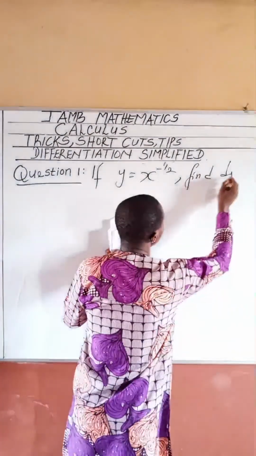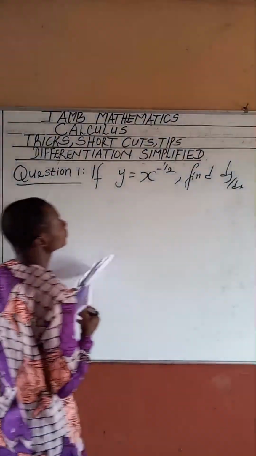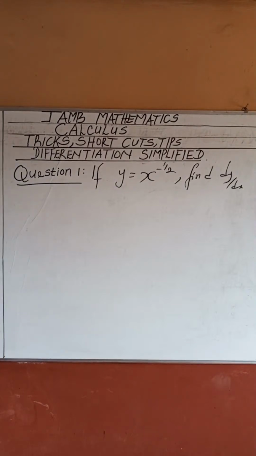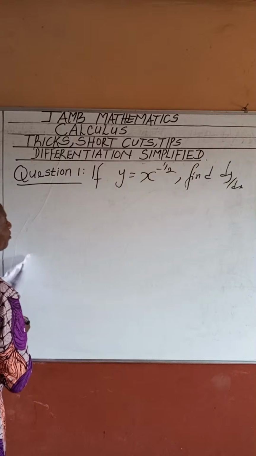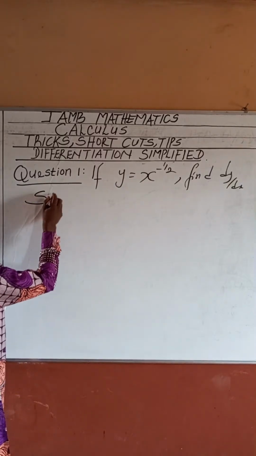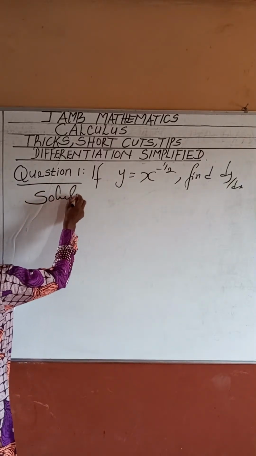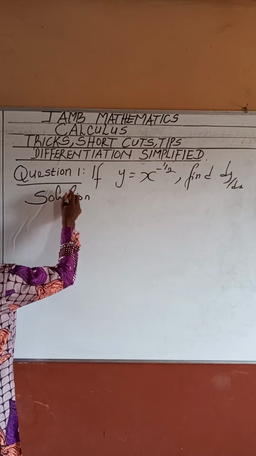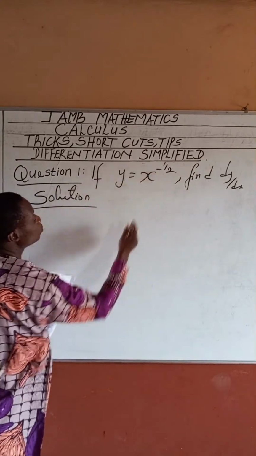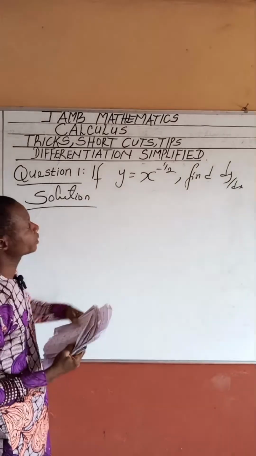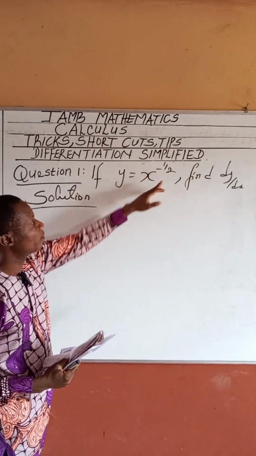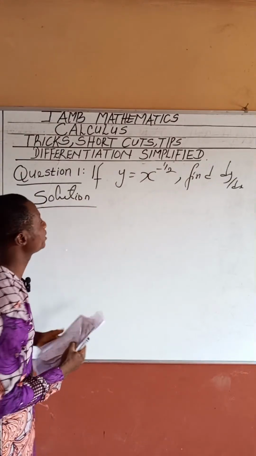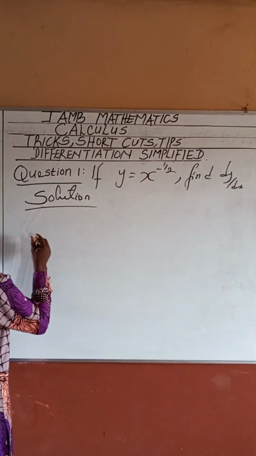Find dy/dx. What's going to be dy/dx if y equals x raised to the power minus half? So it's just the addition of a negative sign here. The one we just finished had no negative sign, it was plus, but now it is negative. So this is what we are going to do.